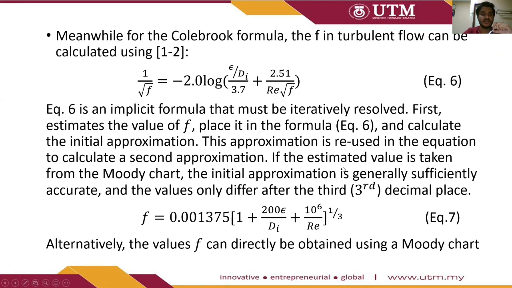If the estimated value is taken from the Moody chart, the internal approximation is generally sufficiently accurate and the value only differs after the third decimal point. So this is basically another formula to find the friction factor. Alternatively, the value of friction factor can be directly obtained using the Moody's chart.